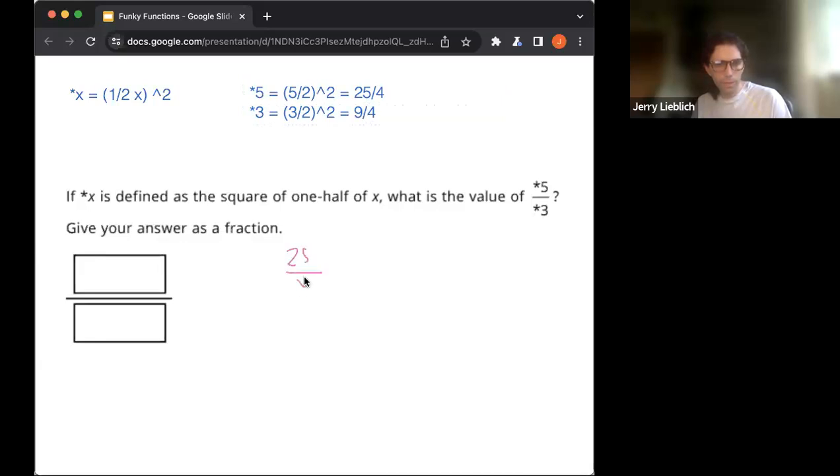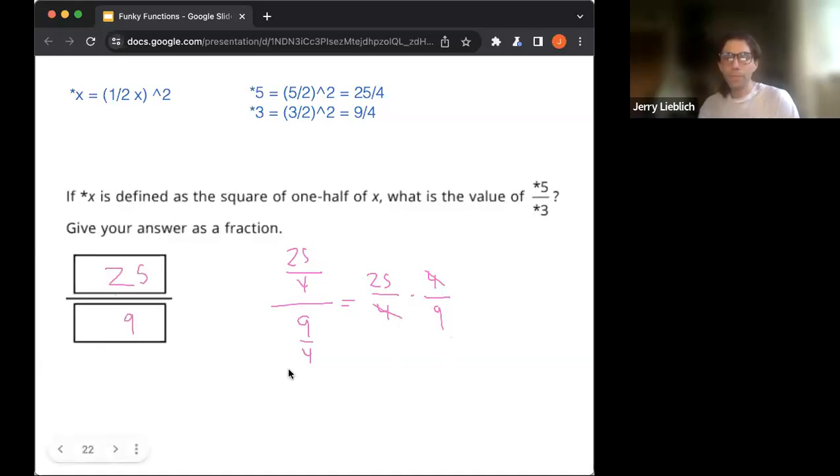25 over 4 over 9 over 4. Dividing by fractions, just flip and multiply. 25 over 4 times 4 over 9. Oh, that's nice. I can cancel out these 4s. Nothing to cancel here. I get my final answer, 25 over 9. Again, none of this math is too hard. It's just about, can I follow these instructions?